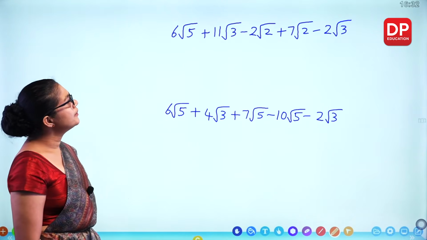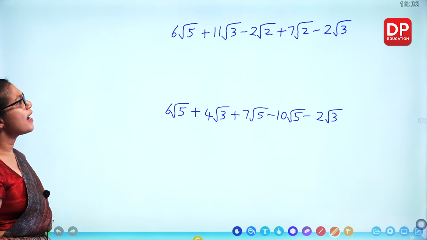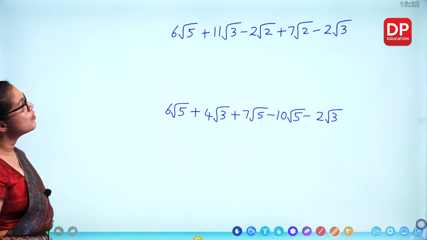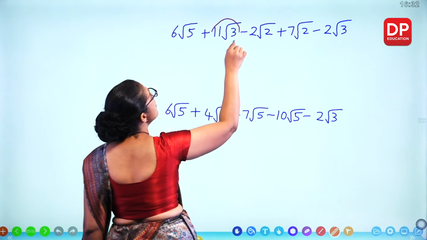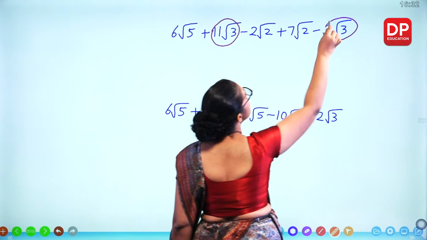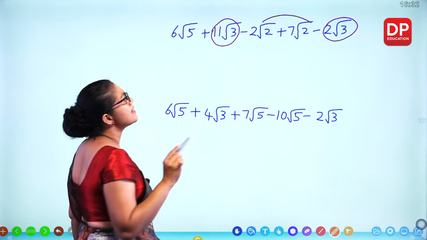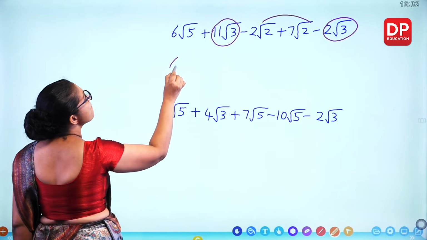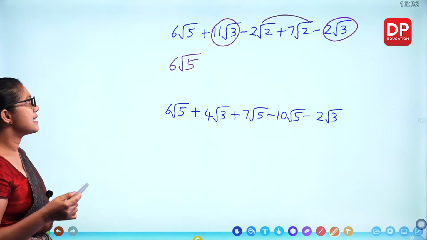What about this one? Identify like terms. Same surd values you can add or subtract. Root 5, you are not getting any other term. But root 3, this and this. And root 2, this and this. So you can simplify only those two. So 6 root 5 you have to write as it is.